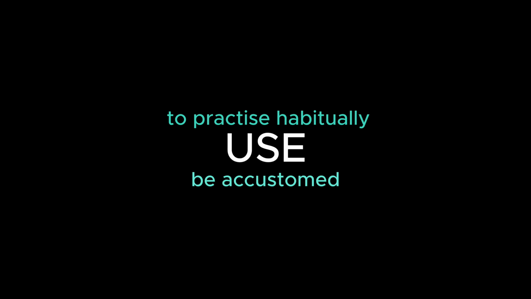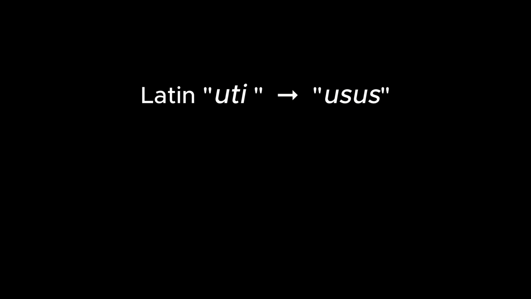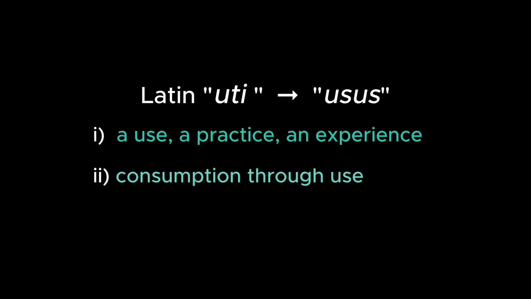In the negative construction, we see more clearly how use contains the core semantic of the older sense of the word use, which in Middle English meant to practice habitually or be accustomed, from Old French user, meaning to employ or be in the habit of. Latin uti produced the noun usus, which in itself has a dual semantic field.